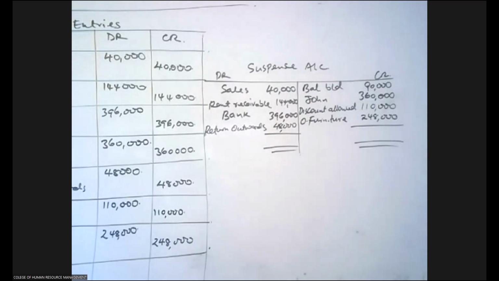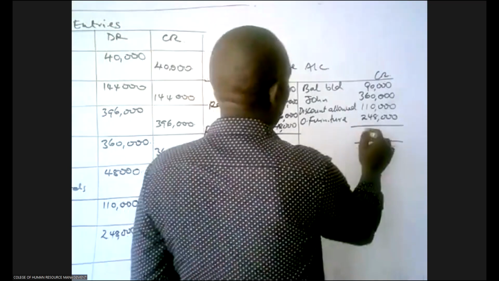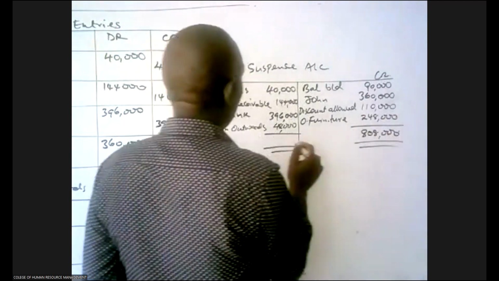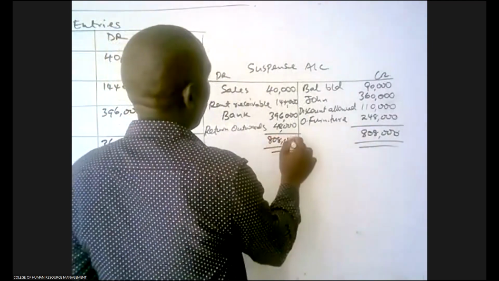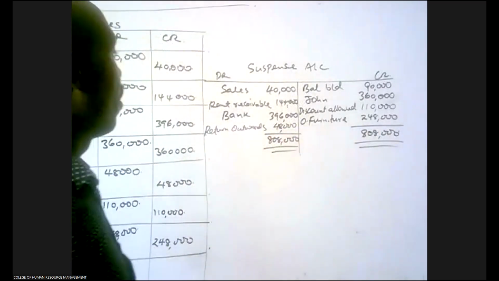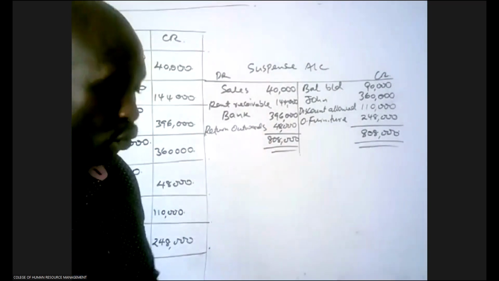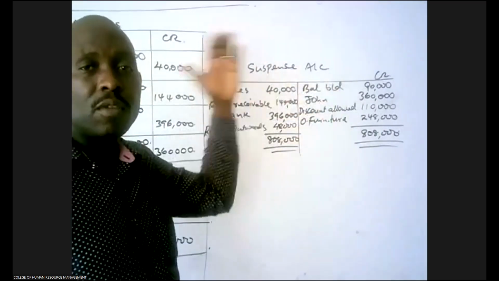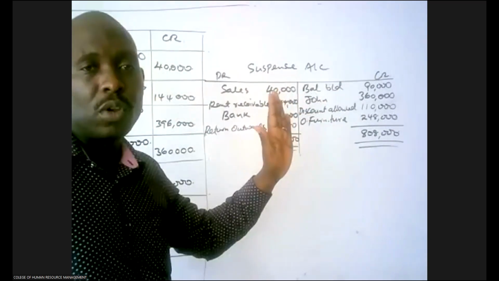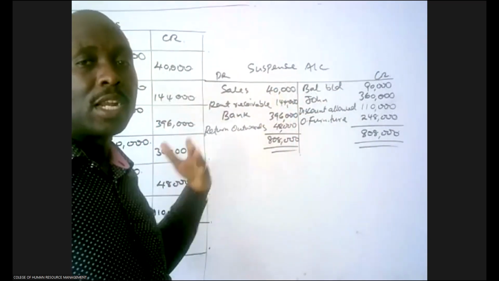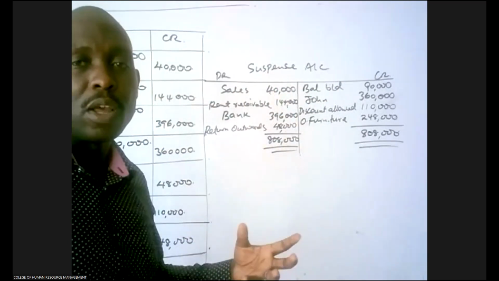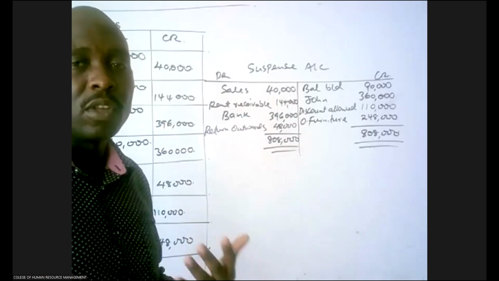You realize that 90,000 plus 360,000 plus 110,000 plus 248,000 on the credit side is 808,000. This side also has 808,000. That is the end of the suspense account. The question required you to do only the suspense account. If you can do it without involving the general journal, well and good. But if you feel you need it to guide you, nobody will penalize you. You can use any approach.